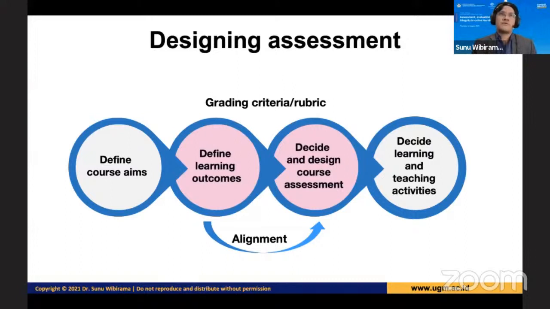And actually, when we talk about OBE, or outcome-based education, of course, we have to design assessment prior to conducting the teaching activities. So you provide the design of assessment first, you provide the document for assessment, and then you conduct the teaching and learning activities.